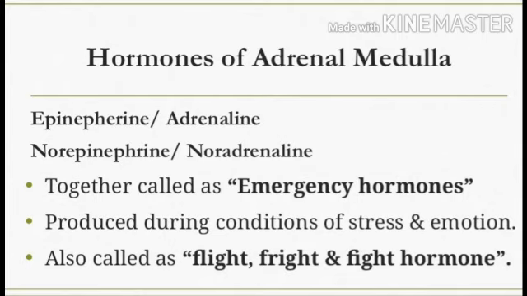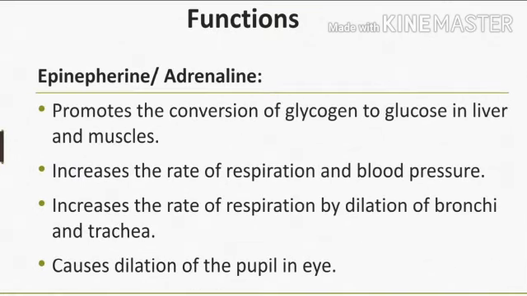So whenever the body is in stress or emotion, these hormones are secreted and hence they are also named fright, flight or fight hormones. Now we can see the adrenal medullary hormones. The adrenal medullary hormones are epinephrine and norepinephrine. Epinephrine is also known as adrenaline, and the main function of epinephrine is to increase the cardiac activity, and also it will raise the glucose level in blood.